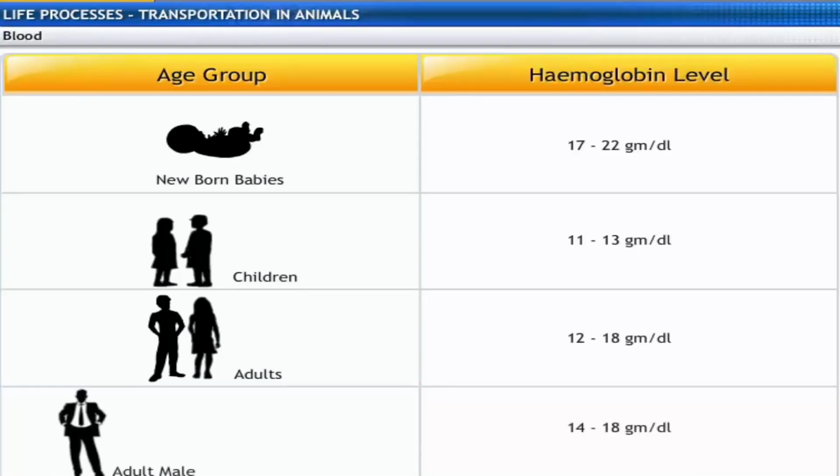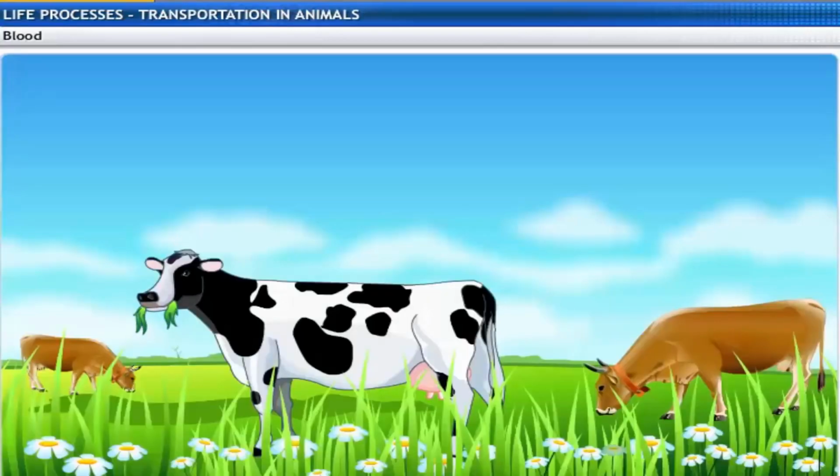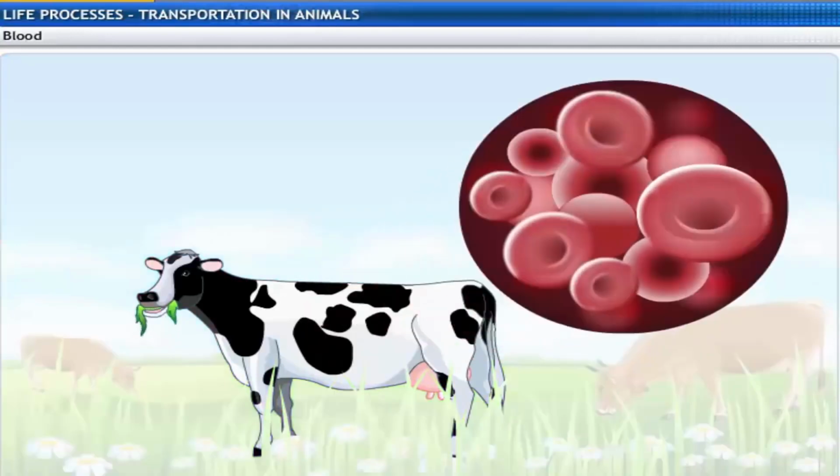An adult male has a hemoglobin level between 14 and 18 gram per deciliter, and in adult women it is between 12 and 16 gram per deciliter. The normal range of hemoglobin is not the same for all animals. In cattle, for example, the range of hemoglobin is between 8 and 19%, which is quite different from that of human beings.